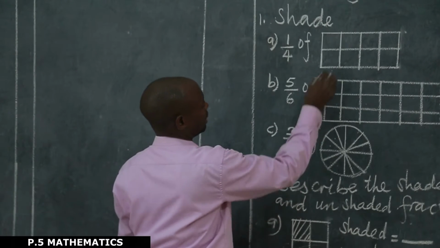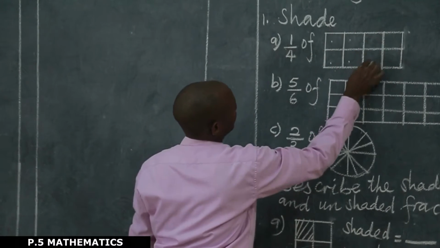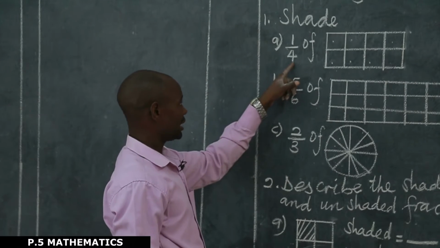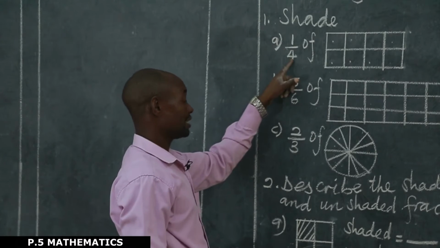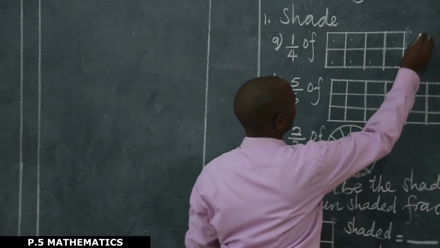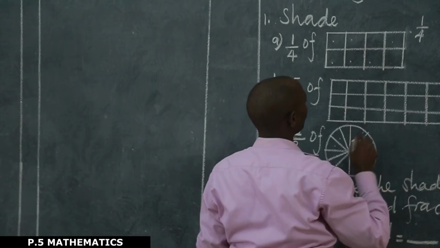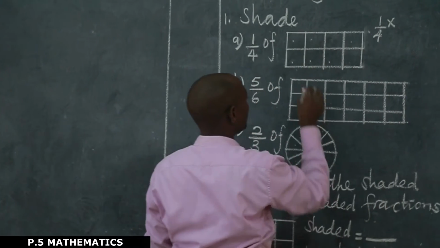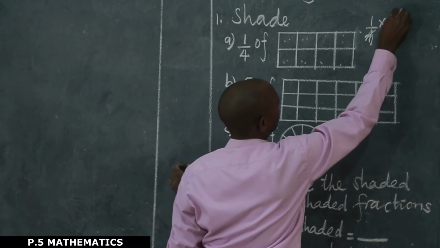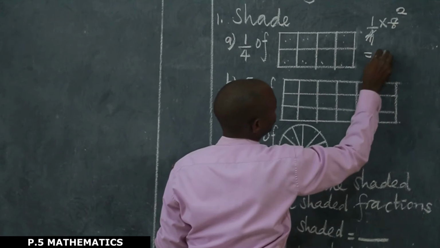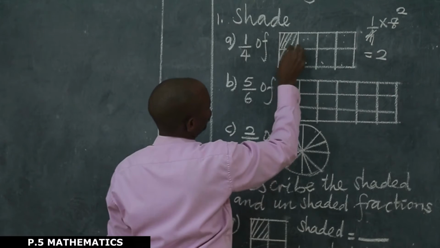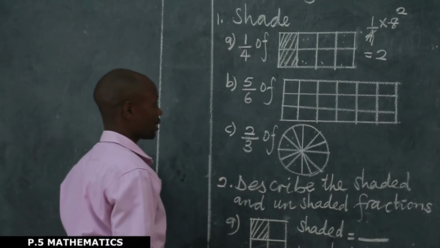So you count the number of parts, 1, 2, 3, 4, 5, 6, 7, 8. If you have more squares than the denominator, I told you, you are supposed to first of all calculate the number of squares. So in this case, I expect you to have got 1 out of 4 times the number of squares, 8. 8 divided by 4 is 2. So 1 times 2 is 2. Then I expect you to have shaded only 2 parts in this diagram.